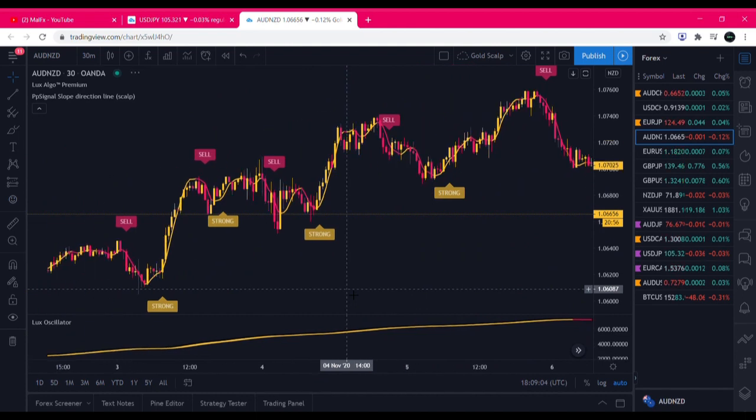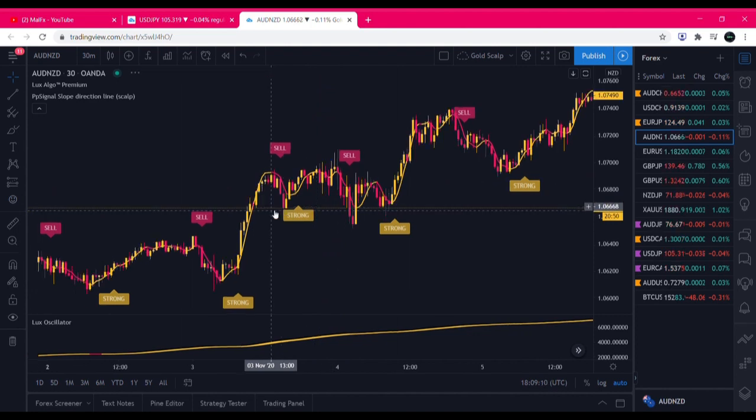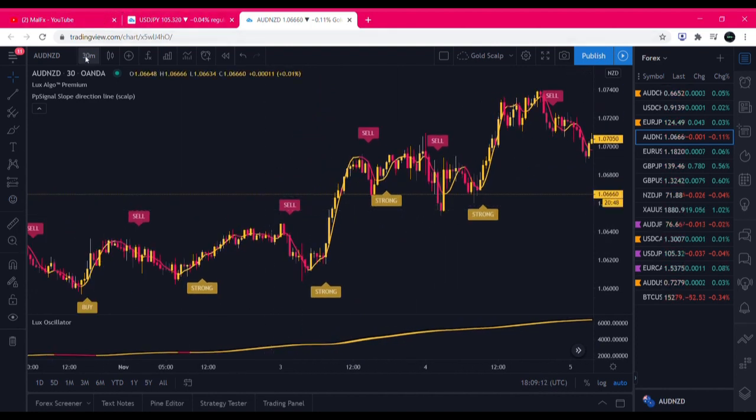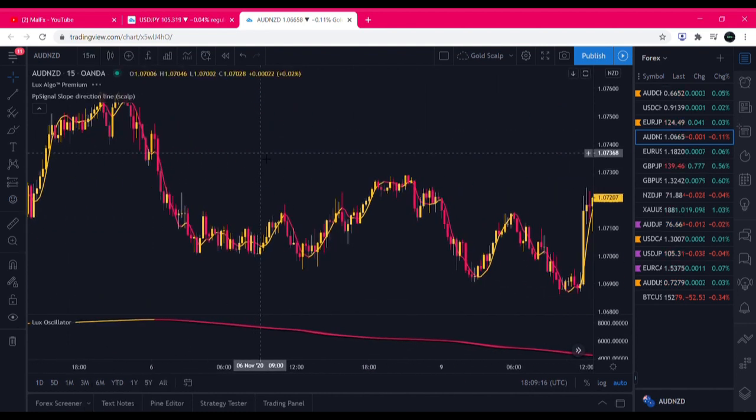I mean, I guess it's pretty good. I guess I wouldn't have used it. I personally don't like scalping. It takes too much time. I don't like doing it. And I'll check and see if it works on the 15 also.